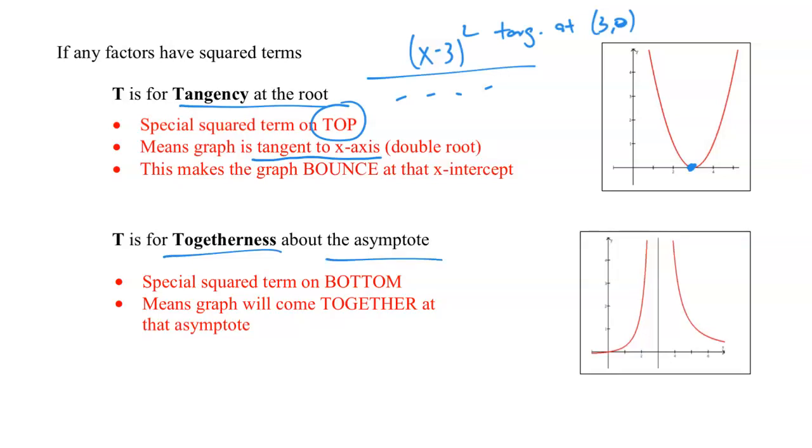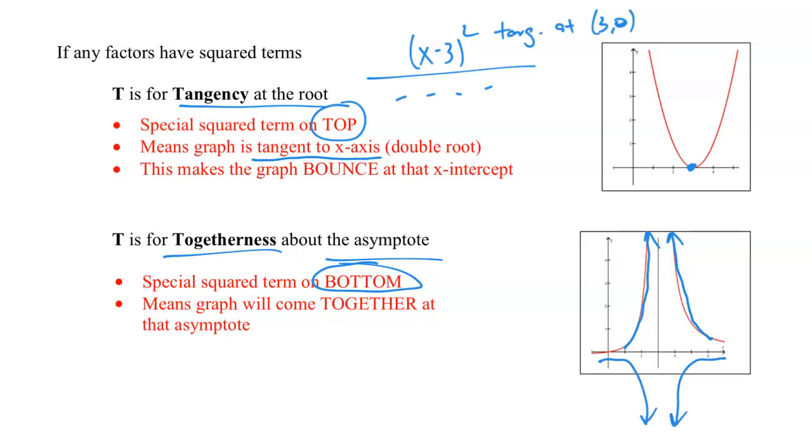and this is whenever you have a multiplicity on the bottom, or in the denominator. And what togetherness means is that the graph comes together at that asymptote. What I mean by that is that you can see here on both sides of this asymptote, the graph is coming together, meaning it's going to positive infinity on both sides. You could also have the graph, for example, go to negative infinity on both sides.